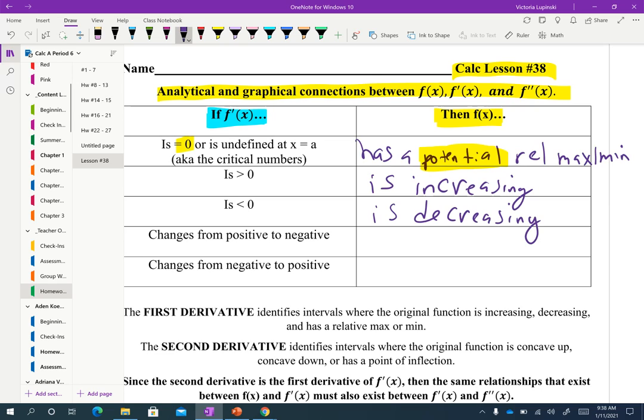When you're finding increasing and decreasing, you do your sign test and you test the positivity and the negativity. If it changes from a positive to a negative, that tells us that there has to be a relative max there. And if it changes from a negative to a positive, then that tells us that there is a relative min there. Again, remember, in the first row, we're just talking about potential relative maxes and mins. You would actually have to do the sign test in order to say for sure that there was a relative max or min. And again, that's what the first derivative test tells us.